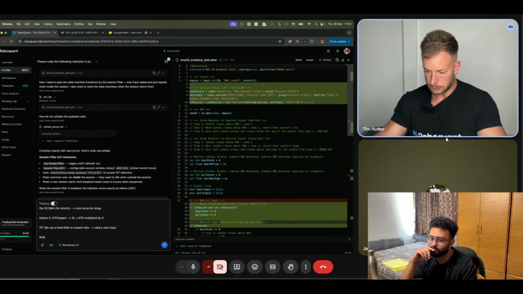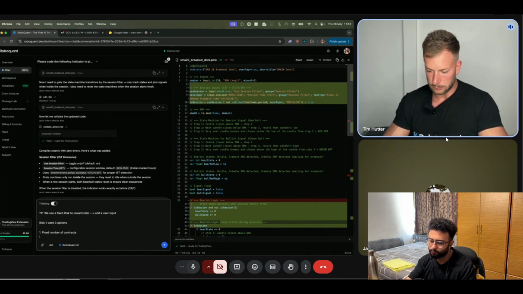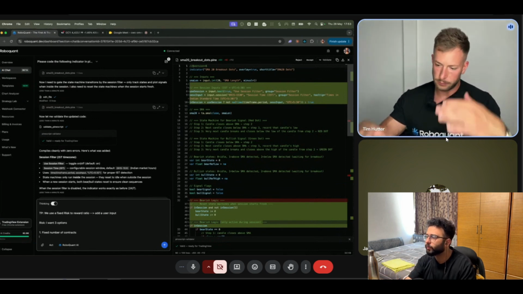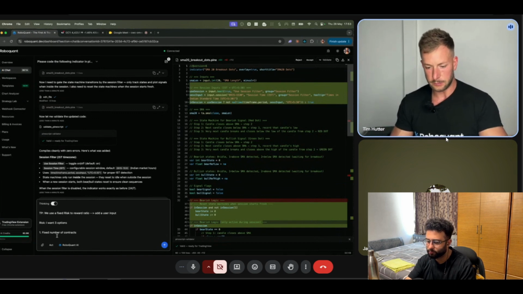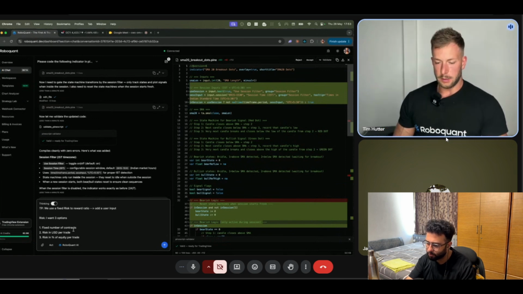Now for the risk, I want 3 options. I'm going to explain why after. First, fixed number of contracts. This just makes it much easier for testing because sometimes if you use percentage risk, TradingView calculates it wrong, then you miss trades and stuff. So we need this for testing. Second, risk in USD per trade, and third, risk in percent of equity per trade.